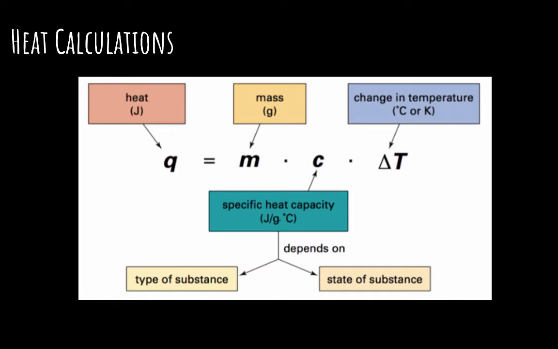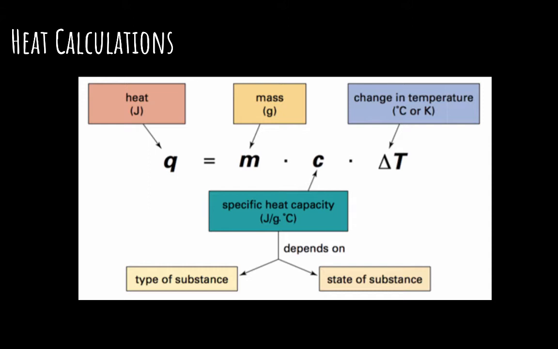Okay, here's another visual. This shows us Q equals MC delta T. Q again is heat in joules. M is mass in grams. C is specific heat capacity, and that depends on the type of substance or the state of the substance. For now, it's going to depend more on the type, and later this week it'll depend more on the state. When you're not solving for specific heat, specific heat would have to be given to you. It is a constant for different substances.